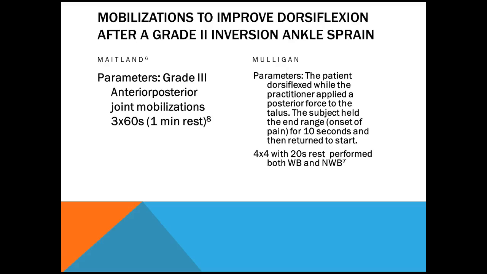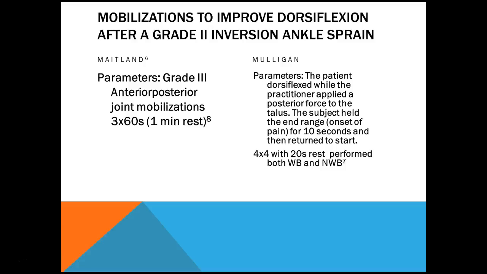So going through an example here of going back into the literature and looking at mobilizations to improve dorsiflexion with individuals with chronic ankle instability. So in the study that I used for Maitland's, they used grade 3 anterior to posterior joint mobilizations, 3 sets of 60 seconds with 1 minute rest in between. It was a cross-sectional design, so both of these were cross-sectional designs. There was a pre-test, intervention, post-test.